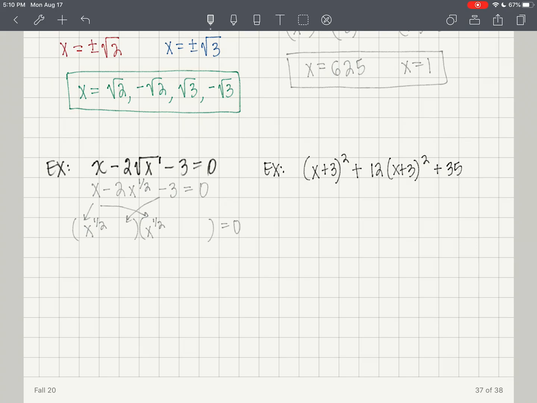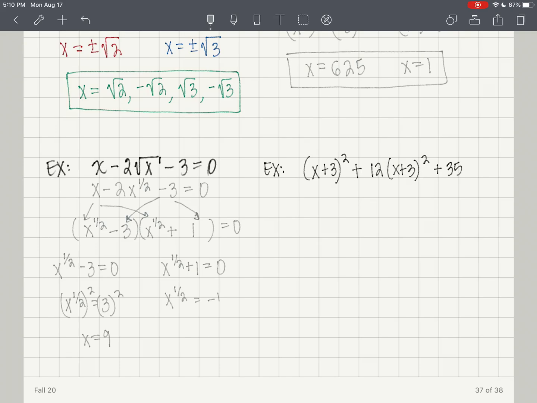Now I need to figure out how to get back to -3, but add to be -2. So that would be a -3 and a +1. I'm going to set each variable factor equal to 0 and solve. So we add 3, x to the 1/2 equals 3. I'm going to square both sides, and I get x equals 9.